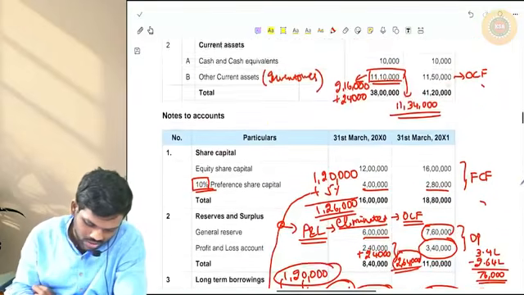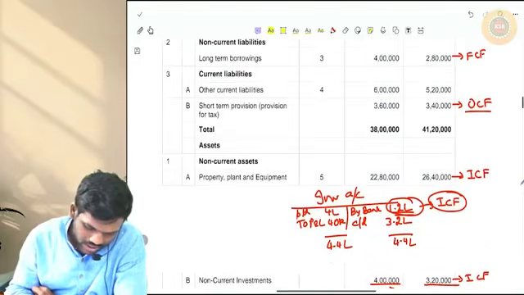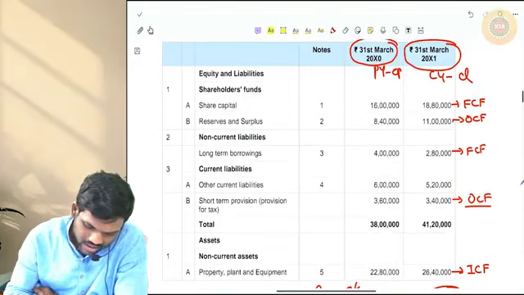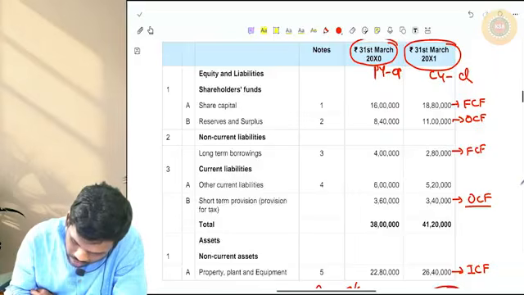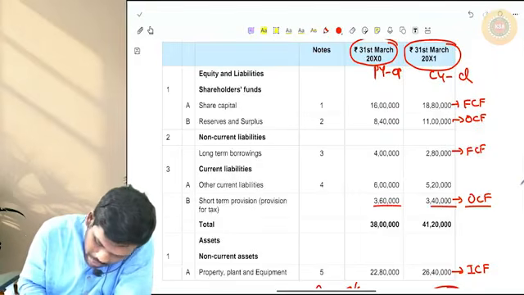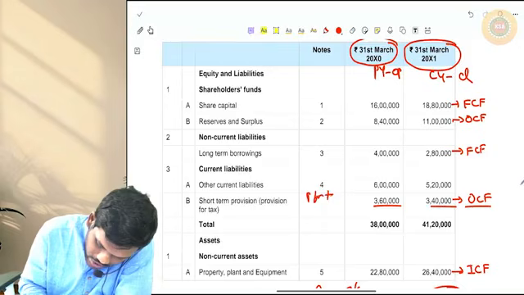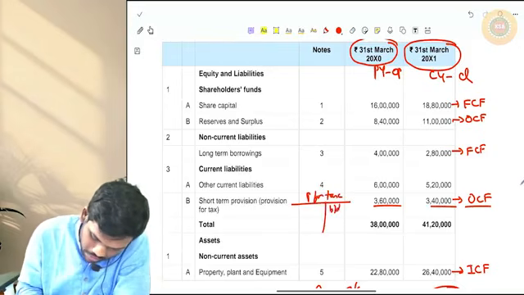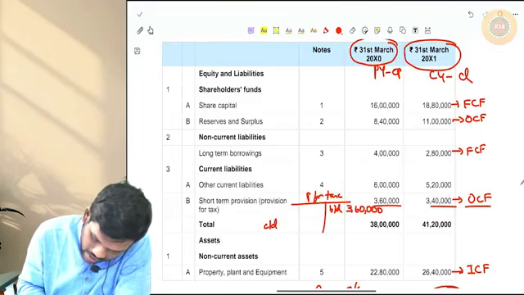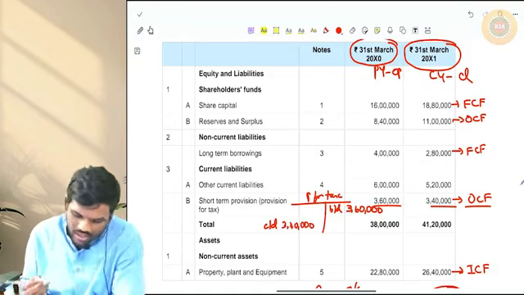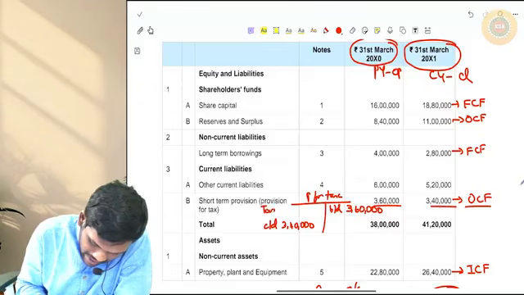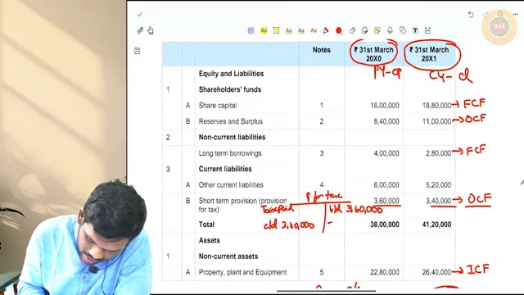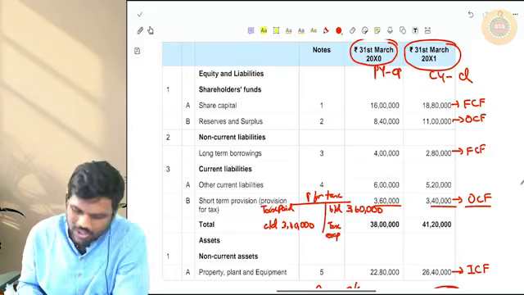Sir, how will I know how much is the tax expense, sir? Listen, sir. They have given you provision for tax. They have given you opening balance, closing balance. Open the provision for tax ledger account. This is a liability. Brought down 3,60,000. Carry down 3,40,000. Now generally what happens here, tax paid will come on one side, tax expense will come on the other.